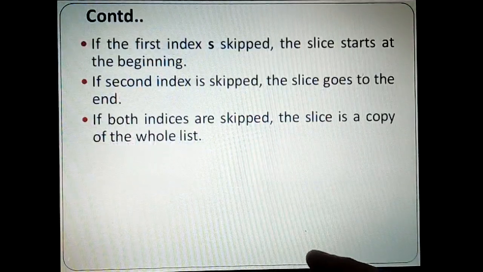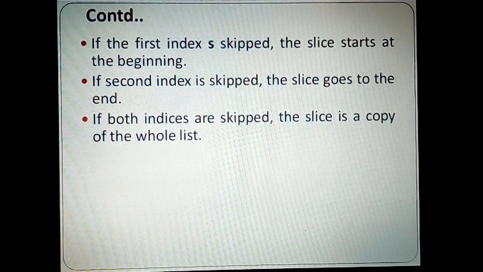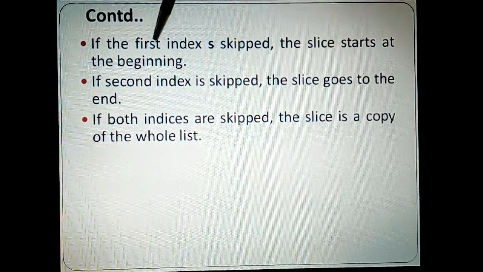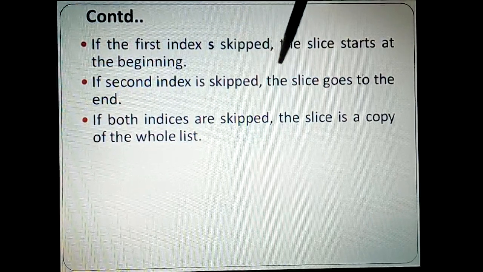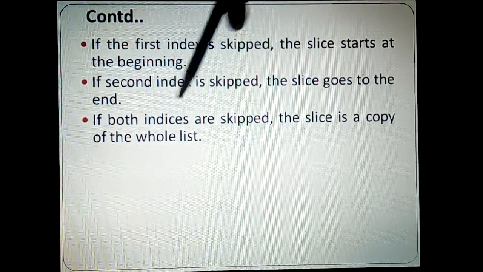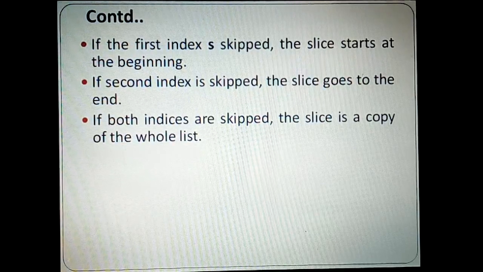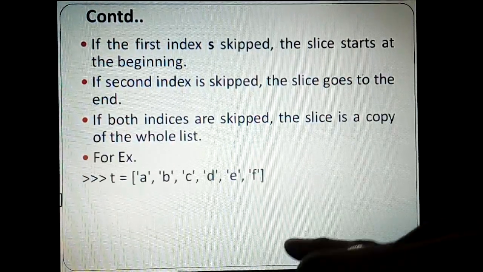So this is how the slicing works. To summarize, if the first index is skipped, the slice starts at the beginning. If the second index is skipped, the slice goes to the end. If both the indices are skipped, then the slice is a copy of the whole list. That is, this is another example here.